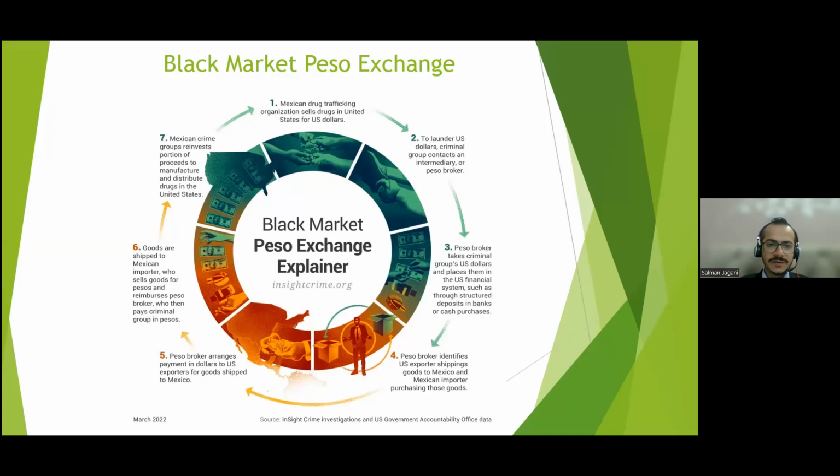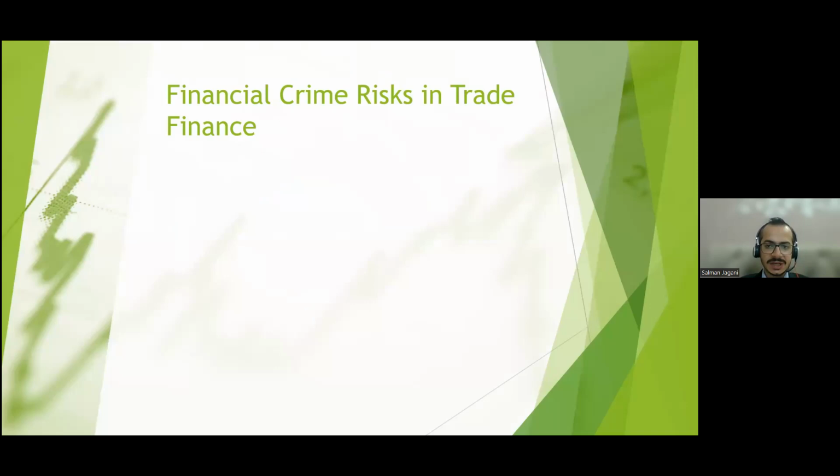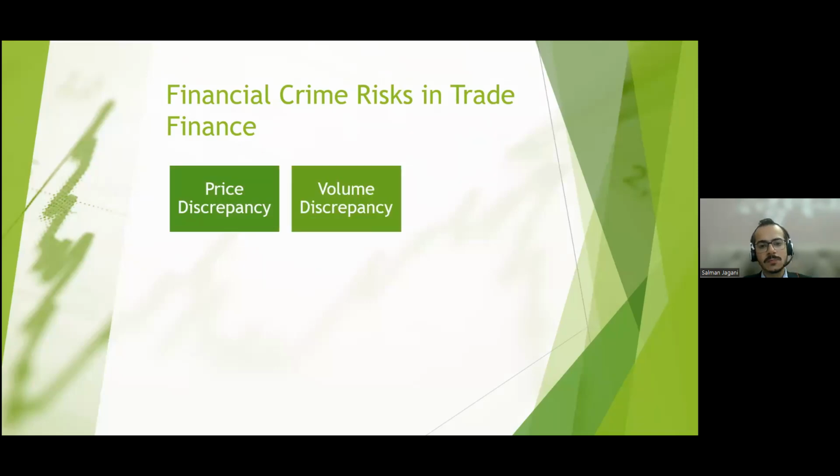So then we have financial crime risks in trade finance. Let's see what we have here: price discrepancy, then volume discrepancy, then quality discrepancy. Let me try to explain one by one so that we can get to know in brief what these are. Price discrepancy is where you have a variation in price, or where there is a significant difference between the price which is mentioned in the invoice and the market price for similar goods.